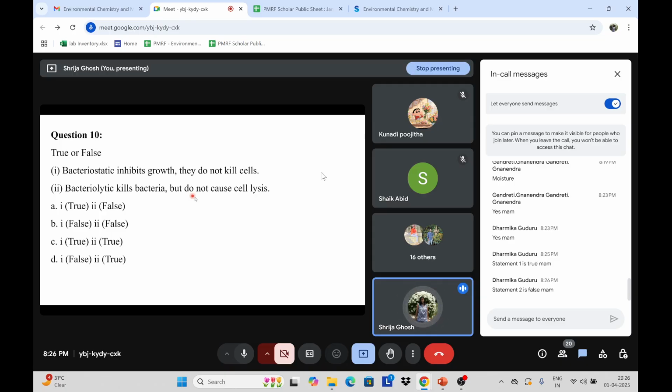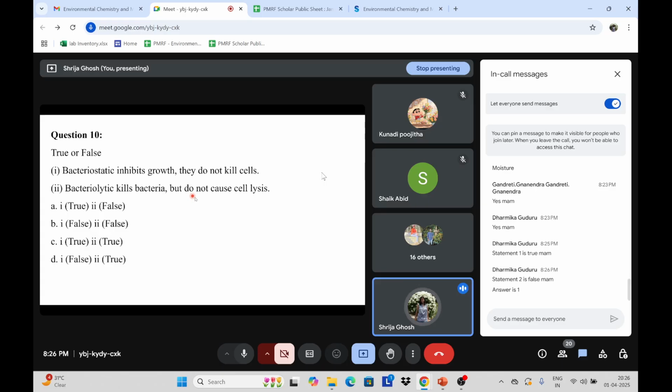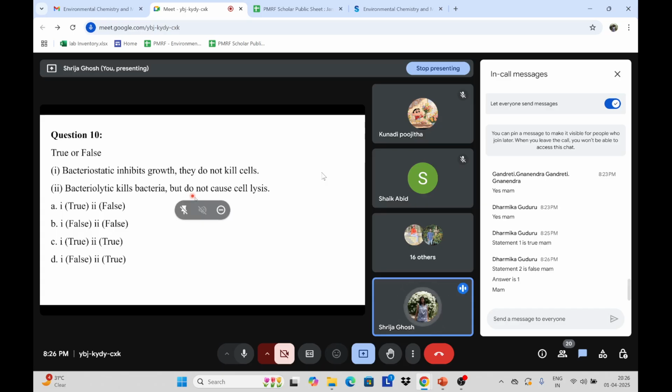So bacteriolytic, by the name itself, you can see bacteriolytic. Okay, so it will lyse the bacterial cells. That means it is going to kill. So it is going to kill the cells and cause cell lysis. So the statement says it does not cause cell lysis. So that is the wrong statement. Okay.